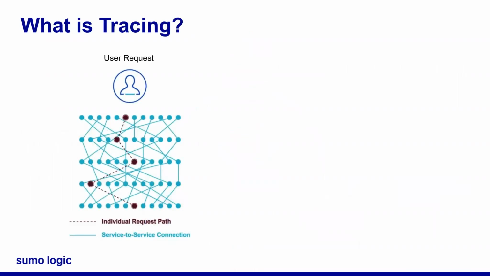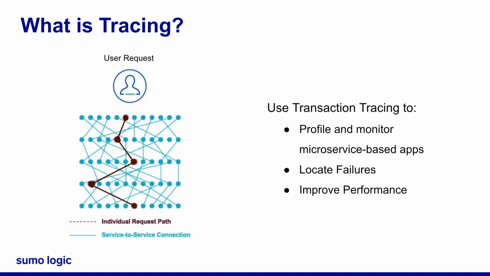Tracing is a significant technique used in monitoring modern apps that use distributed microservices architecture. A transaction trace gives a detailed snapshot of a single transaction lifespan across your application environment. A trace follows the course of a user's request or system call from its source to its ultimate destination. You can use transaction tracing to profile and monitor microservices-based app architectures, locate failures, and improve performance.